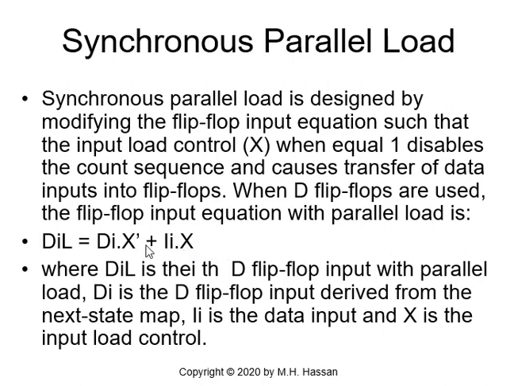However, when X is 1, this will be 0 times DI, so this will cancel out and I will have II AND 1, so DI load will be II. So after the next pulse, II will be loaded to DI. It means it will load to flip-flop I, and the Q output will be equal to II. Where DI load is the ith D flip-flop input with parallel load, DI is the D flip-flop input derived from the next state map, II is the data input, and X is the input load control.